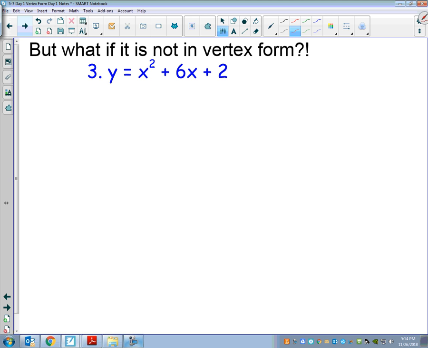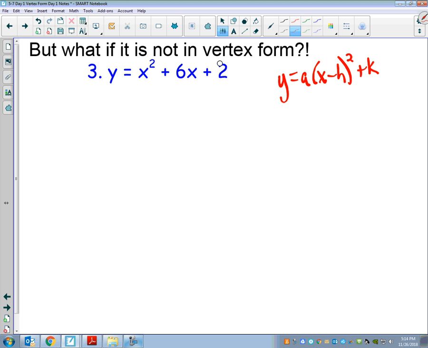But what if it's not in vertex form? And if it's not in vertex form, that means we have to put it in vertex form. And that's partly where our completing the square can come into play, because we have to take something that's not a perfect square and make it a perfect square. So think about this. We want this to look like a times x minus h squared plus k. So we want to take this thing that's not a perfect square and make it a perfect square. So what we can do is we can complete the square. But it's a little bit different than when we're solving it. Let me show you what I mean by that.